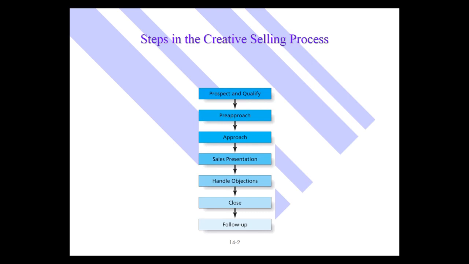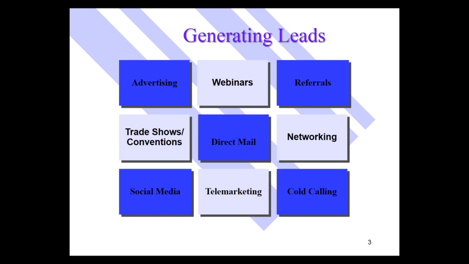When you prospect, you try to generate leads. Now, a lead is a potential customer, and you've got to start with potential customers or leads. Where can you get leads? Where can you prospect? Lots and lots of places: advertising, direct mail, networking, referrals, cold calling, which a lot of people don't like to do, trade shows. There are lots of ways to generate leads.